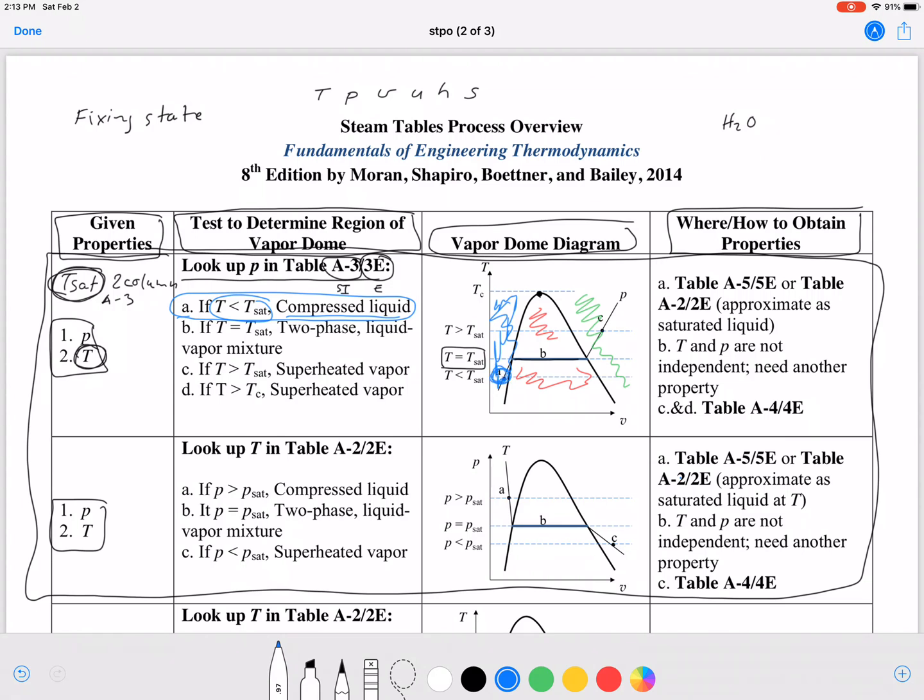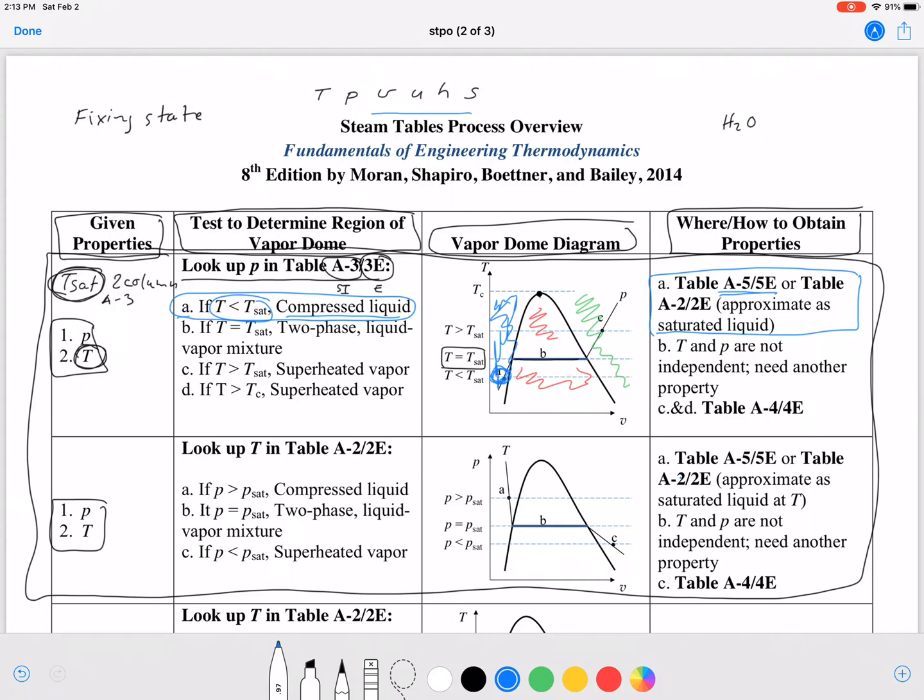I'm over here, and then I come to this other table or column over here, and it tells me to go to table A5 or A5E to look up the values for the other properties we have. So in this case, all of these saturated specific volume, specific internal energy, specific enthalpy, or specific entropy.